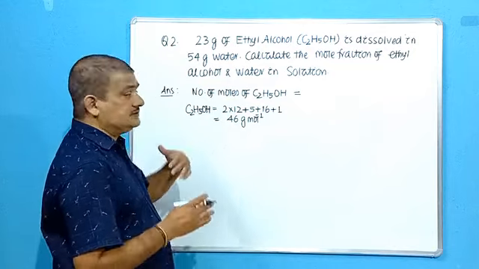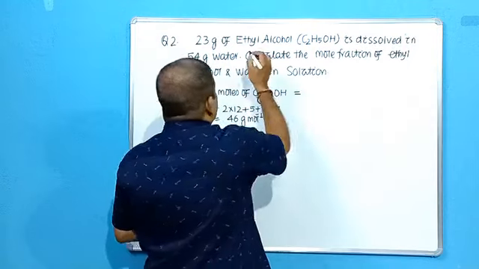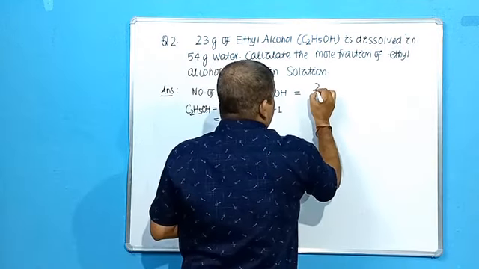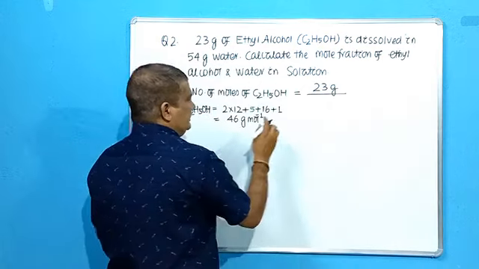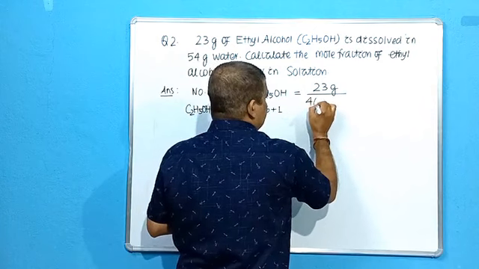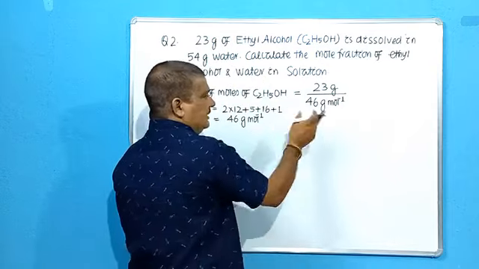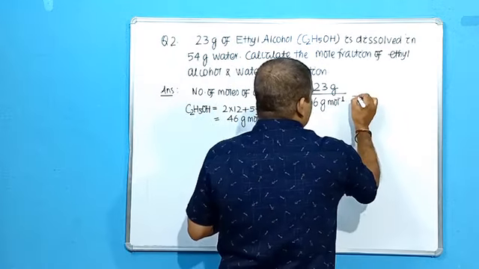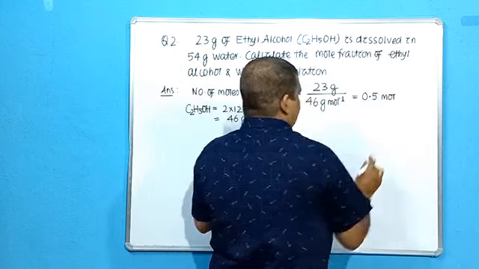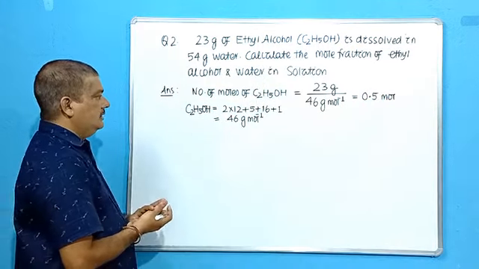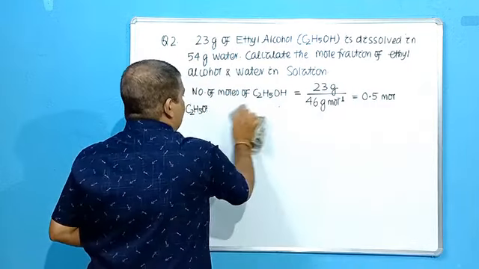So how to find out the number of moles? Same formula, given mass divided by molar mass. So what is the given mass here? 23 gram. So 23 gram divided by molar mass calculated, 46 gram per mole. So gram will cancel out, it will be number of moles. So it will be 0.5 mole. Okay. So this is the number of moles of the solute, that is ethyl alcohol.